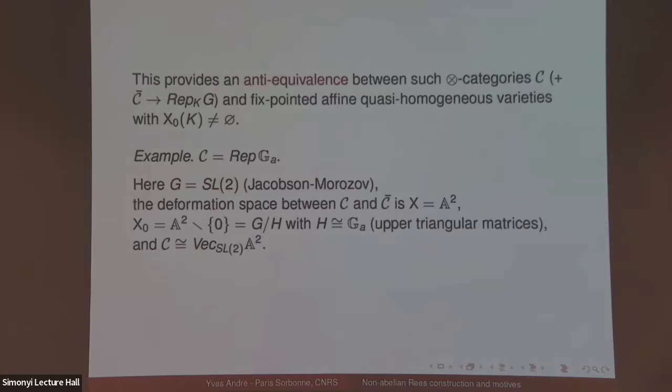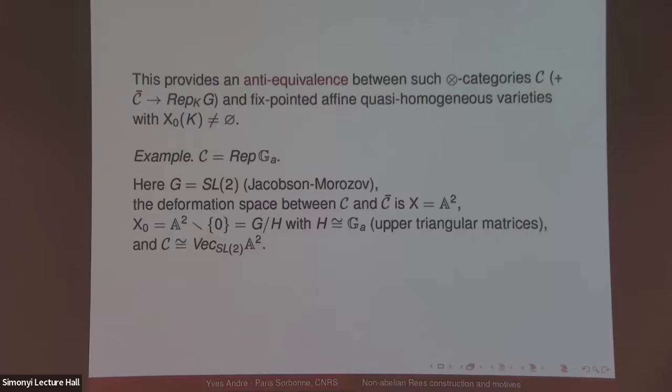Okay, and moreover, this can be elaborated, and this provides an anti-equivalence between such a category C with properties P1, P2, P3, plus one has to fix a fiber functor between this very simple C bar, the quotient by the maximal tensor ideal, and the category of representations of G. Then these two data are anti-equivalent to the category of fixed-pointed affine quasi-homogeneous varieties, which can be defined in the big orbit.